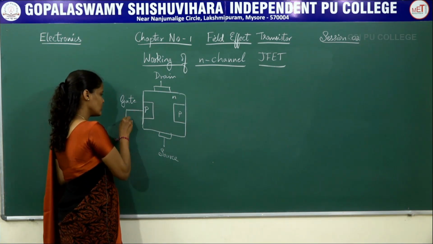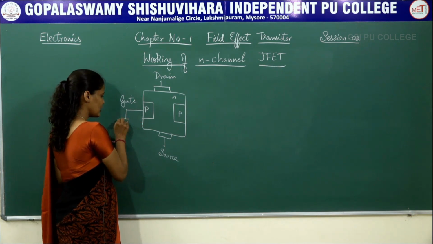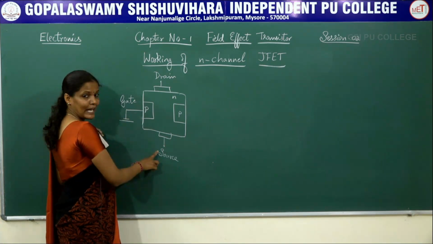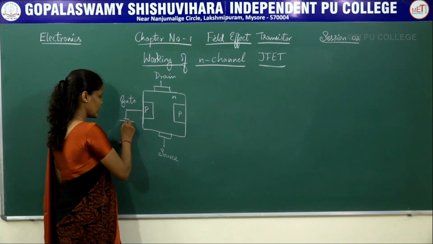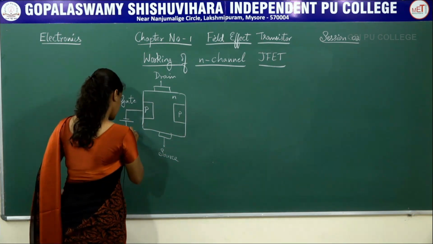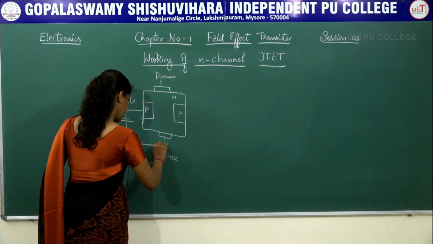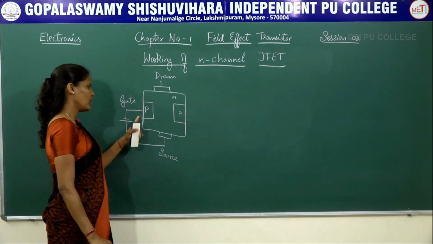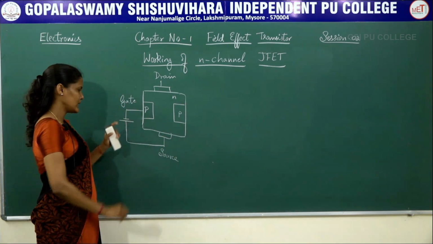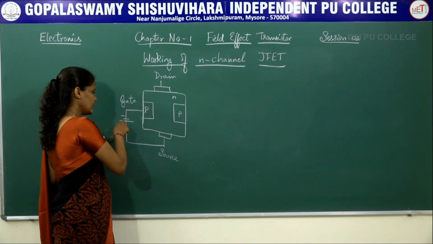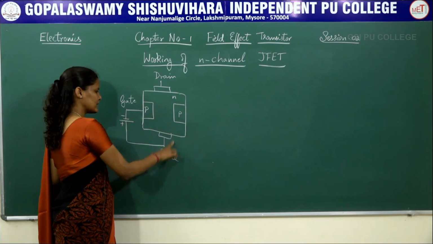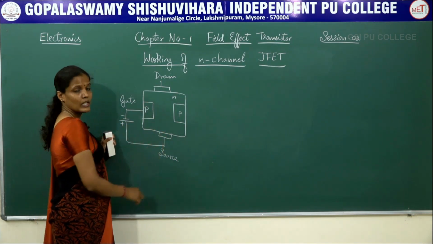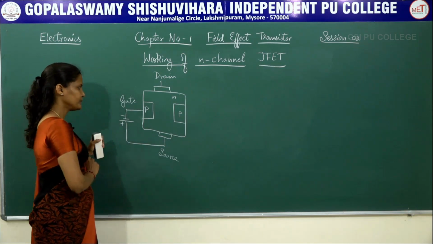So we are going to connect a voltage source between the gate and the source terminals of the JFET, such that the negative terminal of the source is connected to the p-type semiconductor, and the positive terminal is connected to the source, that is, to the N-type semiconductor.